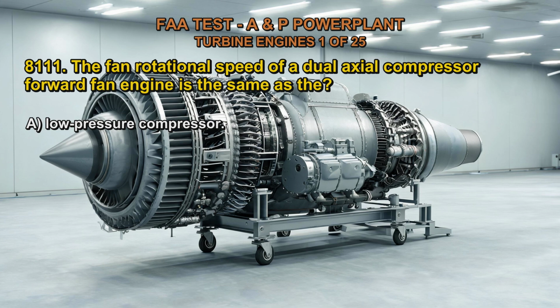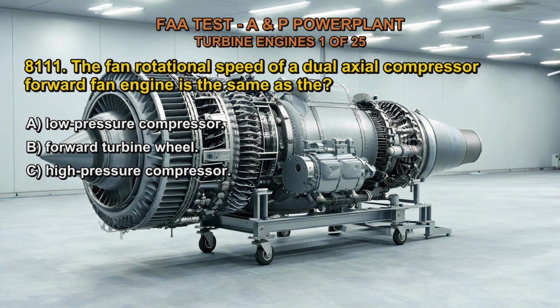Q8111. The fan rotational speed of a dual axial compressor forward fan engine is the same as the: A. Low-pressure compressor. B. Forward turbine wheel. C. High-pressure compressor. The correct answer is A.